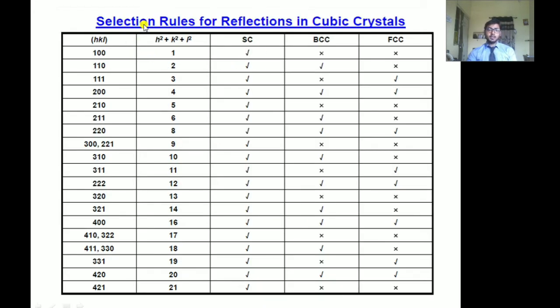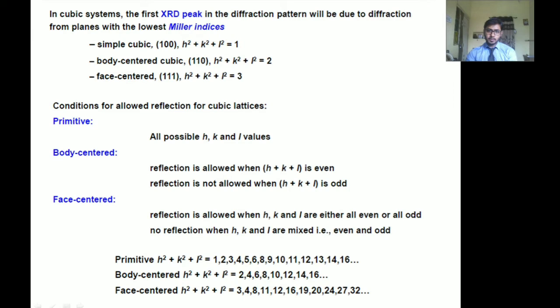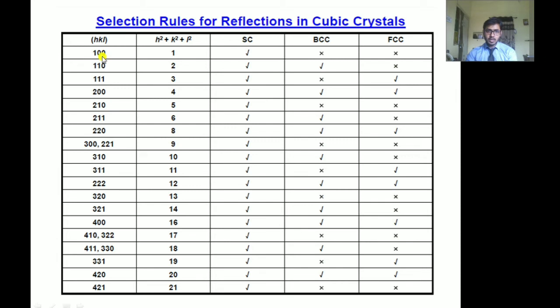So these are the selection rules for reflections in a cubic crystal. See, these are the HKL planes reflected by the simple cubic, and this is the value of h² + k² + l². This is 1. For simple cubic all are allowed, but for body centered, it is 1, which is an odd number, so it is not allowed. In FCC it is also not allowed, because in FCC the HKL values must be either all odd or all even. Here 0 is considered an even number for the case of HKL.